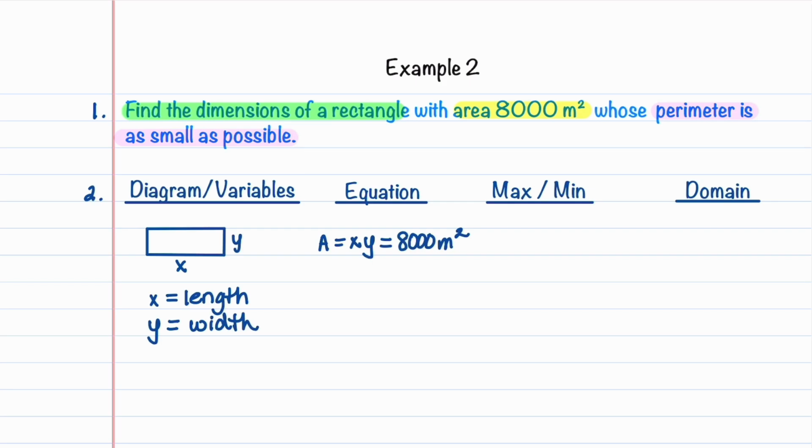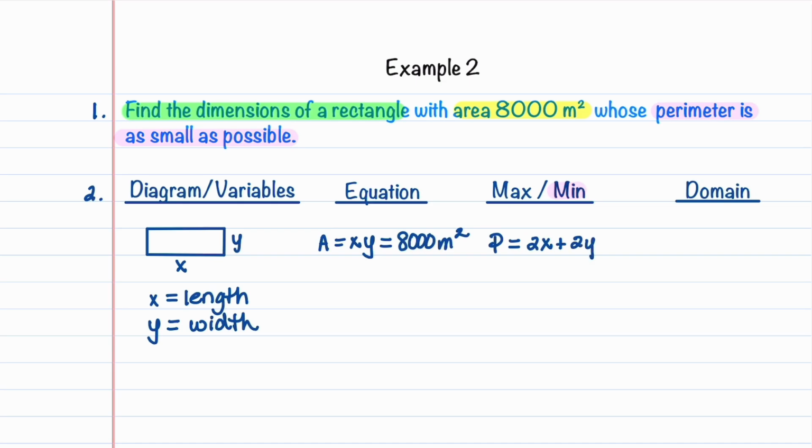Now let's determine if we're going to find a maximum or a minimum. Our problem tells us that our perimeter needs to be as small as possible. So that means that we are going to minimize the perimeter. Let's write down the equation for the perimeter. The perimeter is all four sides, so it is going to be 2x plus 2y.